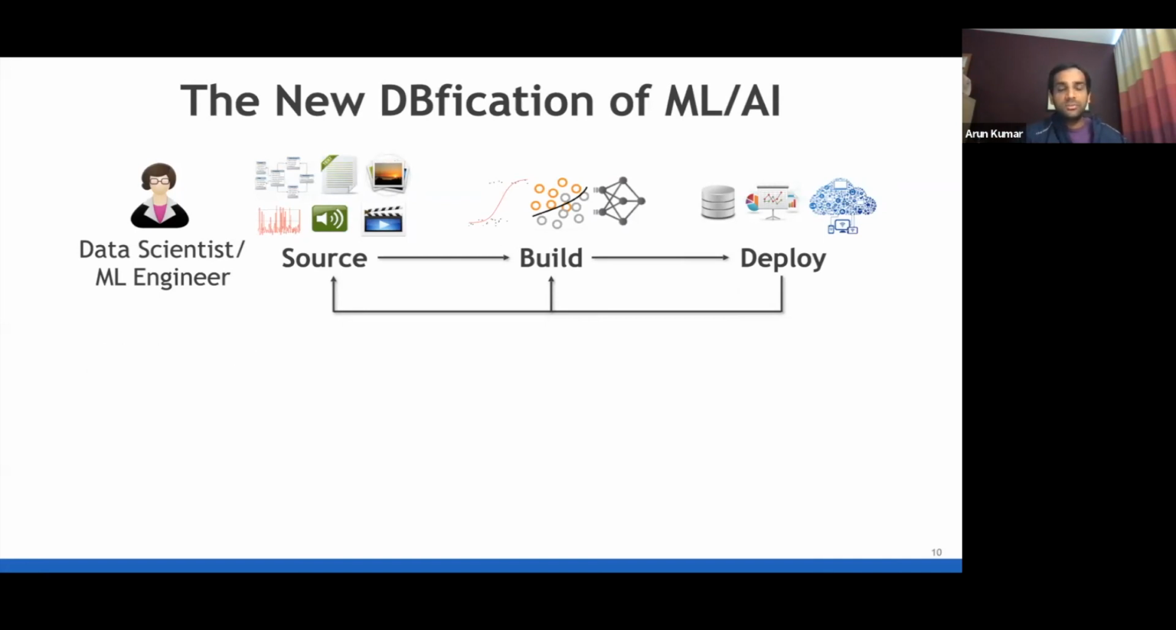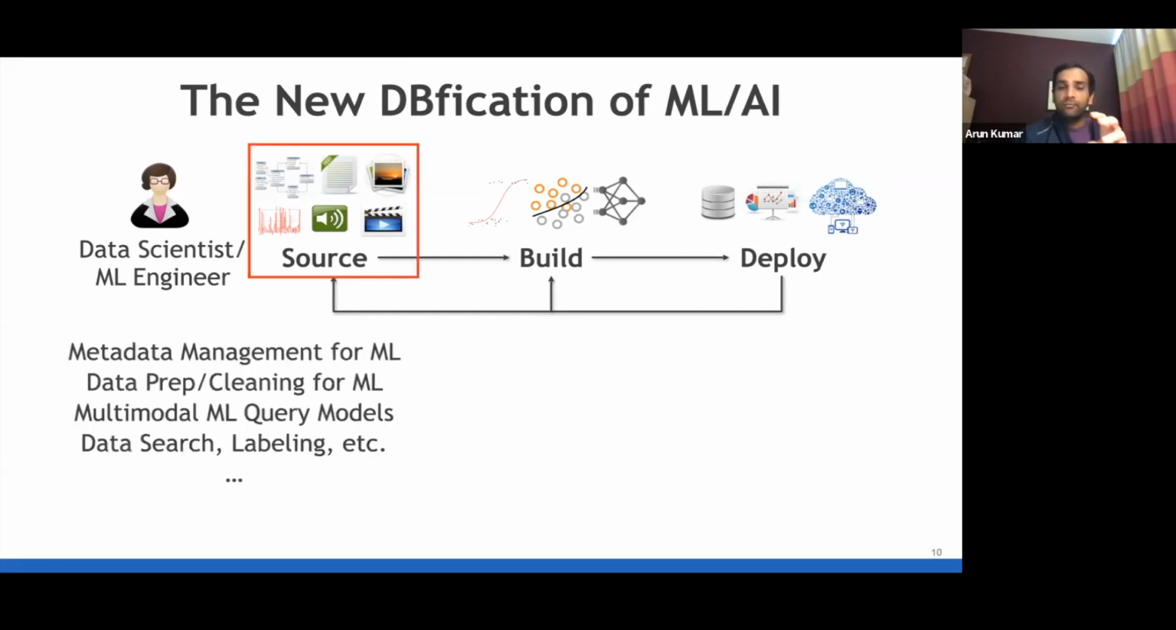But it's not just a tool building or industrial endeavor. There are a lot of open research questions across these three phases. For example, in the source phase, you have to manage metadata for ML across feature extraction, data transformation, model training, experimentation, and so on.